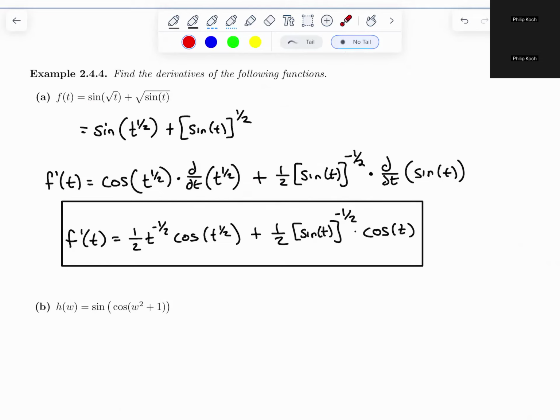Excellent. I'm glad someone mentioned this because this is a very common mistake that students make. Sine by itself, if you just say sine, that is an operator. It is an operation on something.